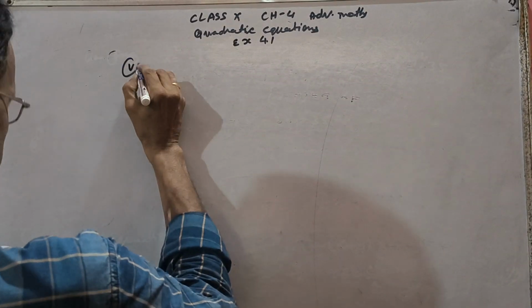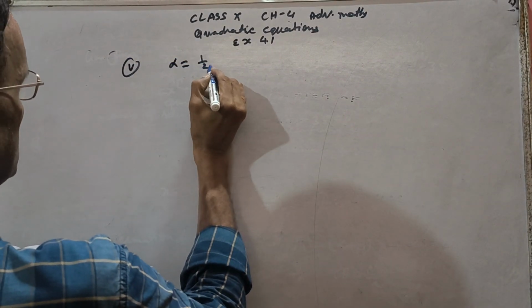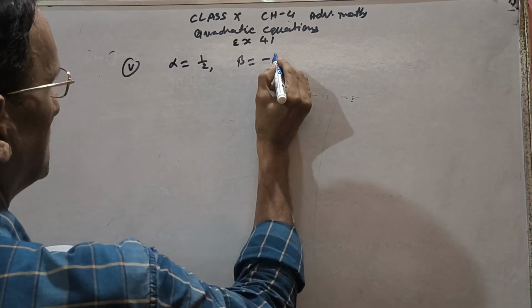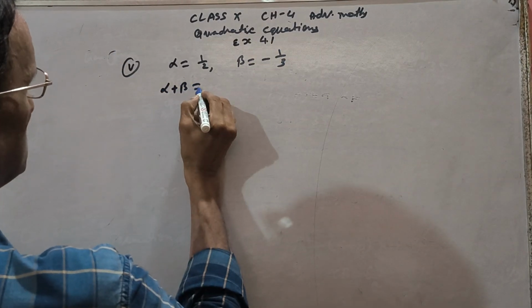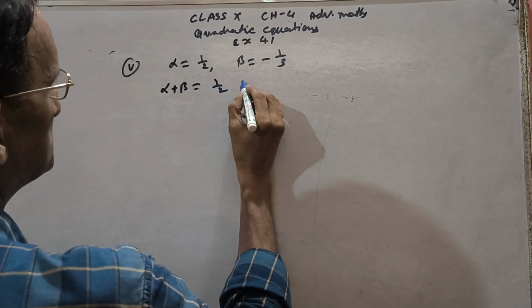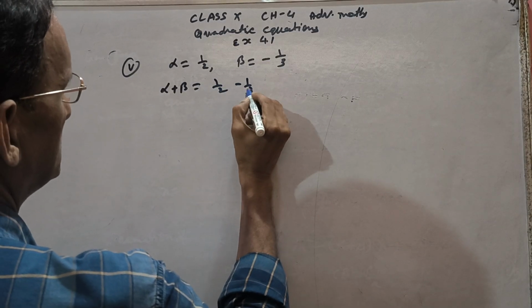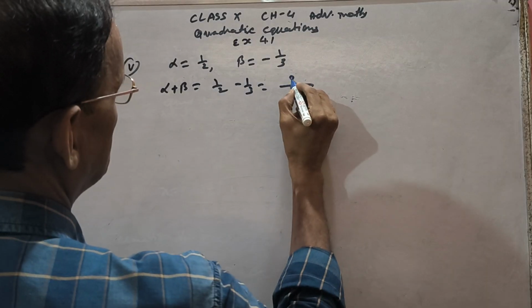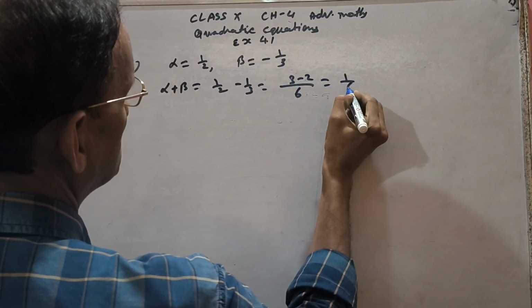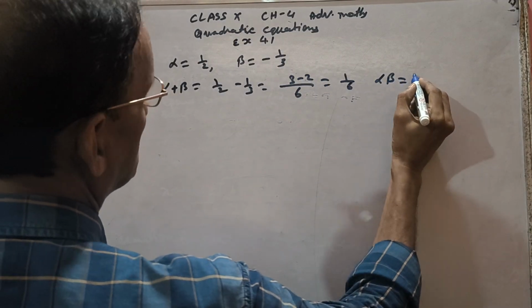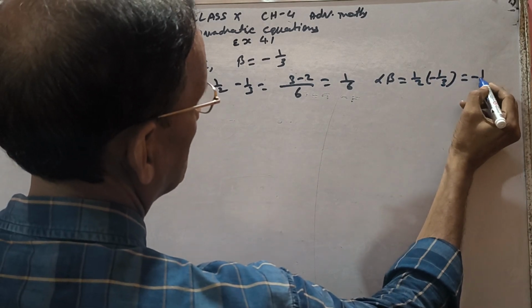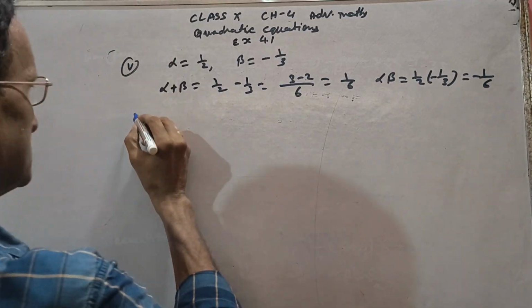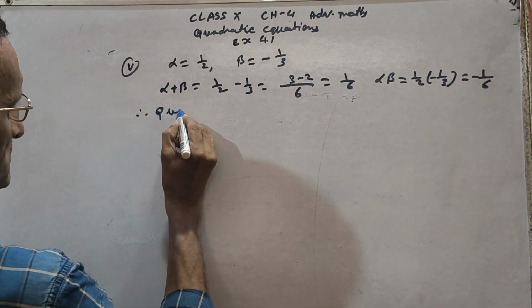Number 5. Here alpha is given 1 by 2 and beta is given minus 1 by 3. Then find the sum of roots. Half plus minus 1 by 3. LCM is 6. 3 minus 2, so 1 by 6. Then find product of roots. 1 by 2 into minus 1 by 3. How much will you get? Minus 1 by 6. Then you can get the quadratic equation.